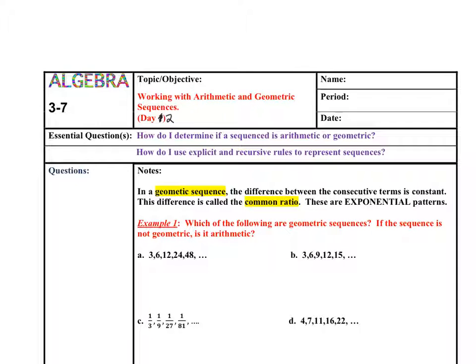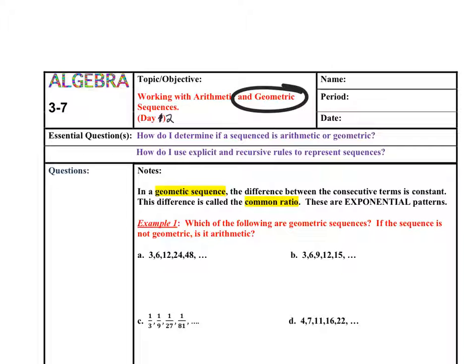So today is geometric sequence day. Woohoo! In a geometric sequence, the ratio between consecutive terms is constant. This is called a common ratio, which we've been talking about. These are exponential patterns, meaning that we're multiplying. We don't want to say that we're dividing, because in your equation, you always end up multiplying, or you're multiplying by a fraction if you're dividing.